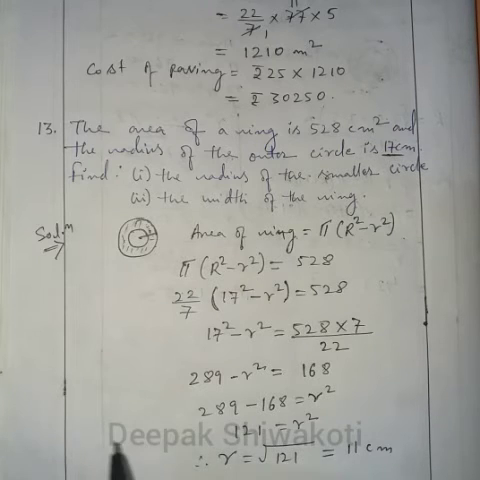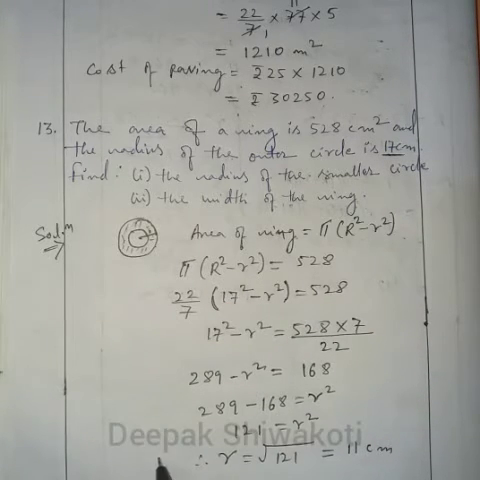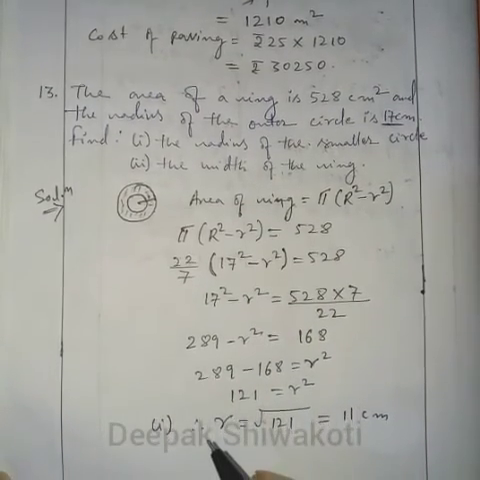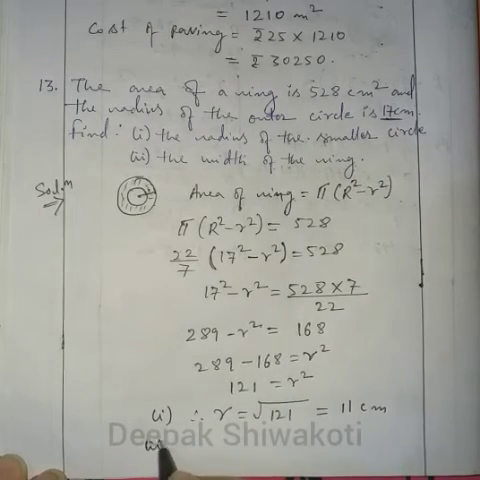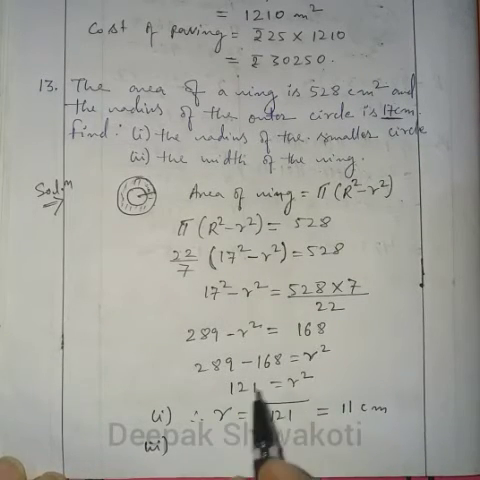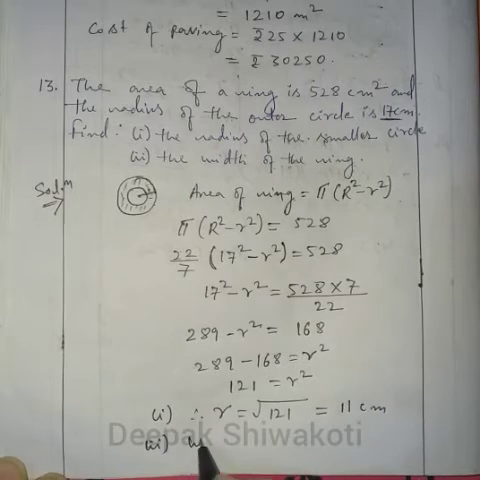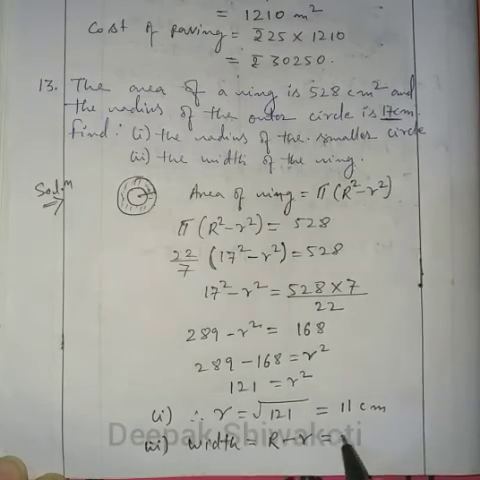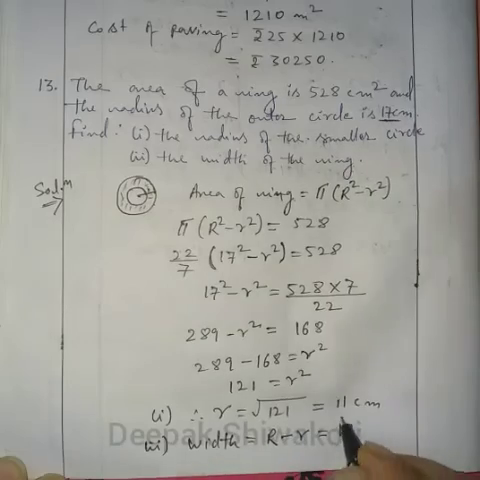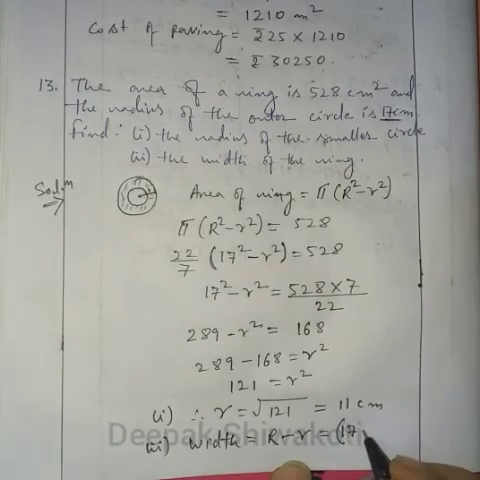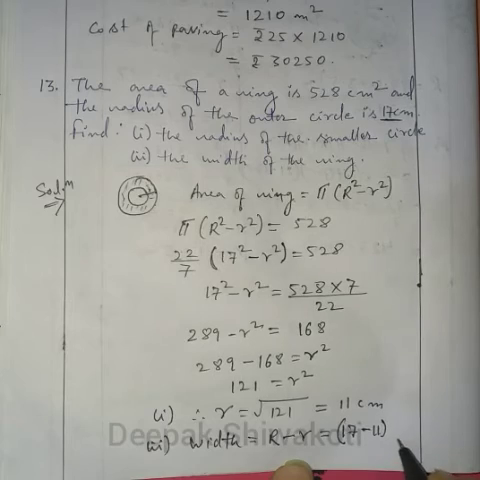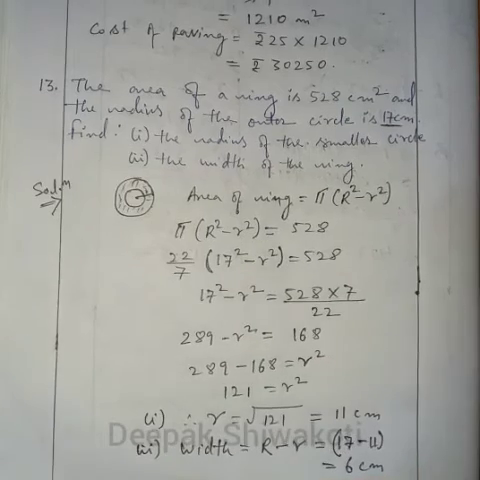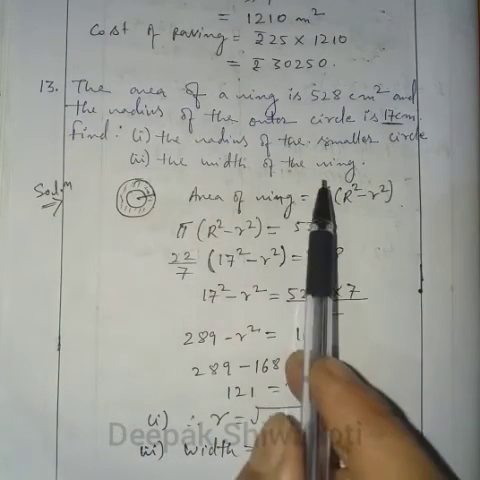Now this is number 1 answer, the radius of the smaller circle. Number 2 is the width. The width will be given by the difference of capital R and small r. Capital R is 17 centimeter and small r is 11 centimeter. So 17 minus 11 is 6 centimeter, the width of the ring.